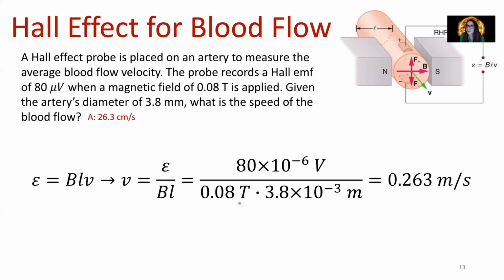We take that operation in our calculator, and we find that by applying the magnetic field and measuring the potential difference across the artery itself, the speed of the blood inside our artery is 0.263 meters per second, or 26.3 centimeters per second. And yes, a similar thing is done in order to try to measure blood flow in different arteries or veins in our body, so doctors can better diagnose conditions.